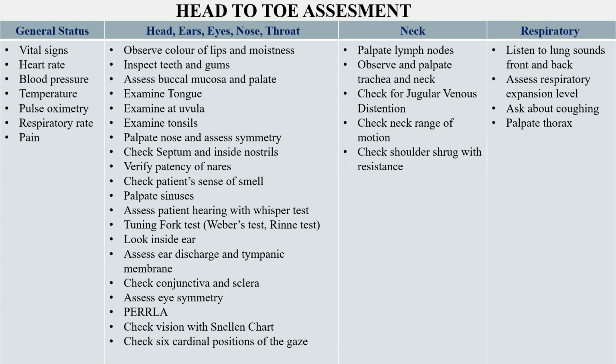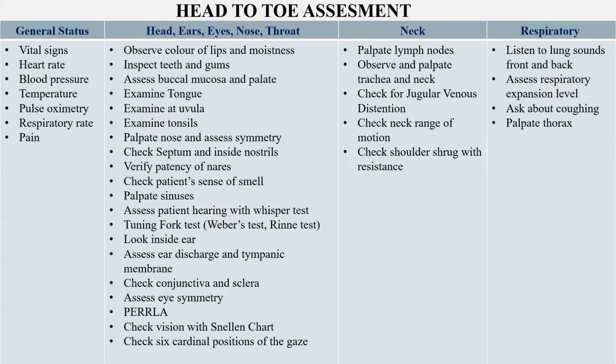And this could be the sequence for the head-to-toe assessment. That is the general status, which includes the vital signs: heart rate, blood pressure, temperature, pulse oximetry, respiratory rate, and the assessment of pain, maybe using a universal pain assessment scale.